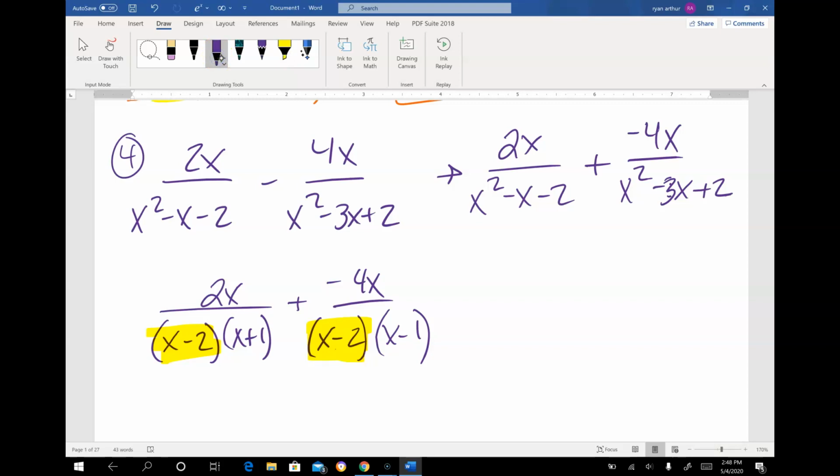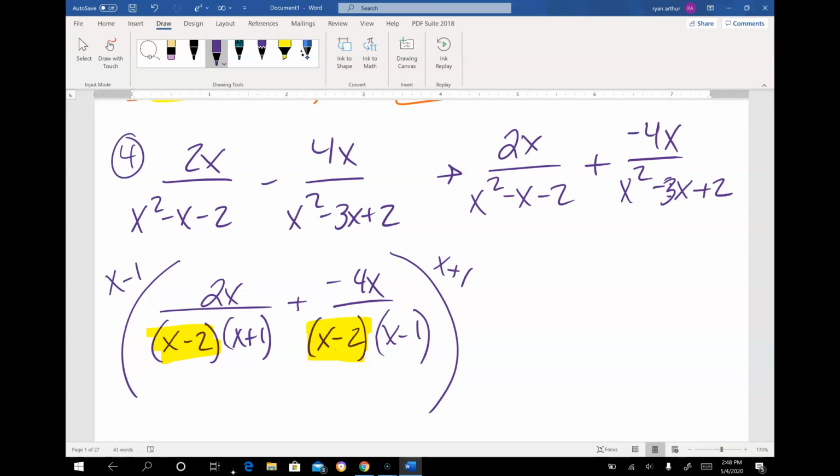Okay, these are not alike, not in any way. They don't share anything. It is a whole other factor. So I need to multiply this side by x minus 1, and I need to multiply this side by x plus 1. Okay, they have nothing in common.